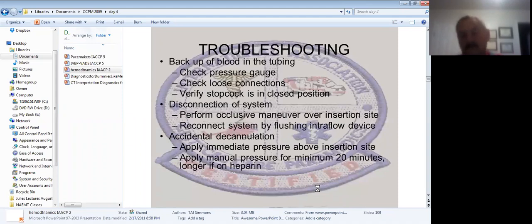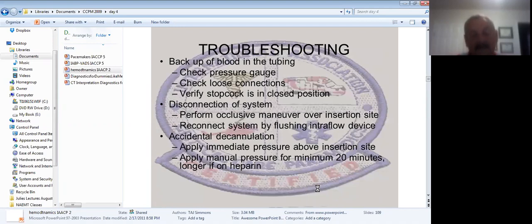Backup of blood in the tubing. You want to check the pressure gauge, check all your connections, and verify the stopcock is not halfway in between. Make sure it's in the closed position. It's pretty easy to do, by the way, to accidentally bump that darn thing and have it move positions on you. So if you have a system disconnect, you have to perform an occlusive maneuver over the insertion site, and then reconnect the system by flushing an interflow device.